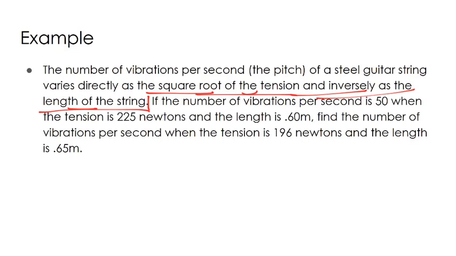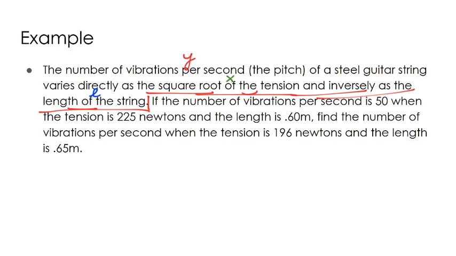The number of vibrations per second, the pitch, that's going to be our y value, okay? Because it varies directly, in other words, it depends on the square root of the tension. We can call the square root of the tension our x, and then it varies inversely with the length of the string. We can call that L. We'll have to introduce some other variable. I don't care what we use.